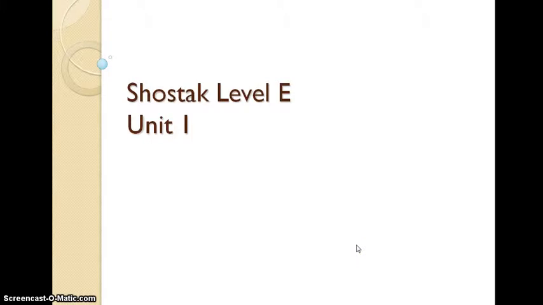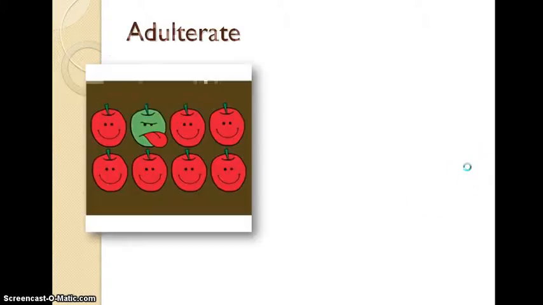All right, Shostak, level E, this is unit 1, and we're going to give you the first 10 words today, so stick with us. El numero uno. Adulterate is how that's pronounced. Let's take a look at a couple things here.